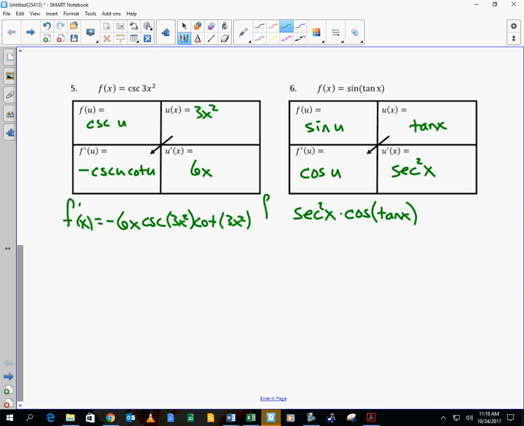It's very important that you do not write this. This will be marked incorrect on the test. Cosine of x times tangent of x. People will write that. That is incorrect. It's the cosine of tangent, not the cosine times tangent.